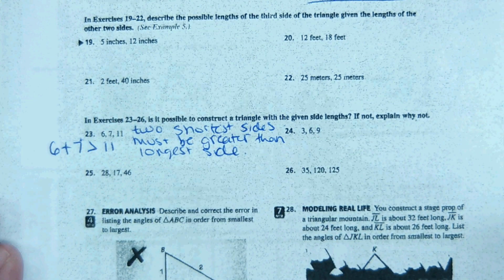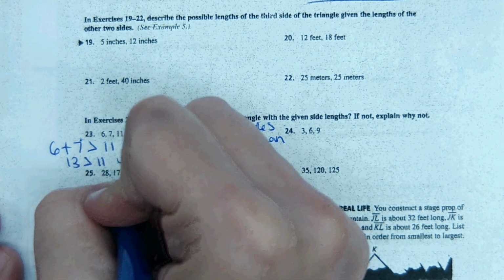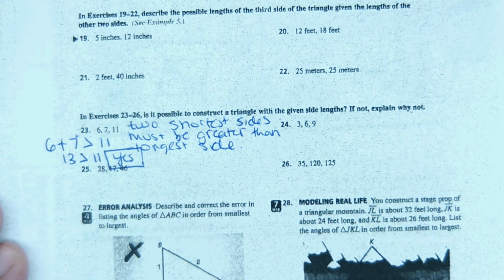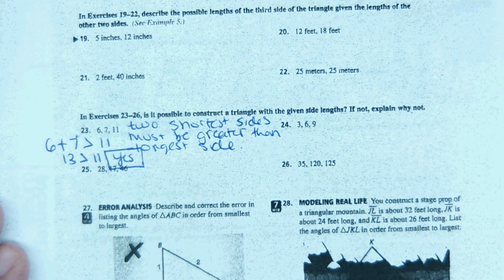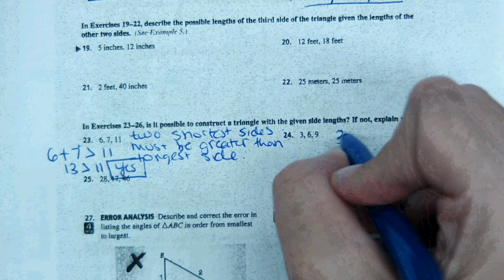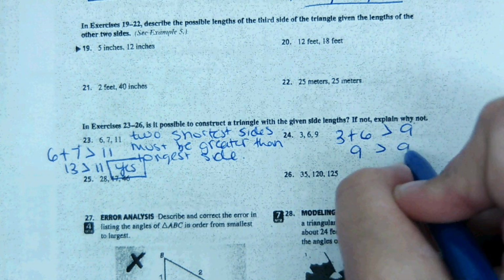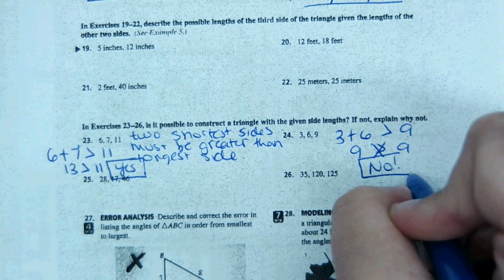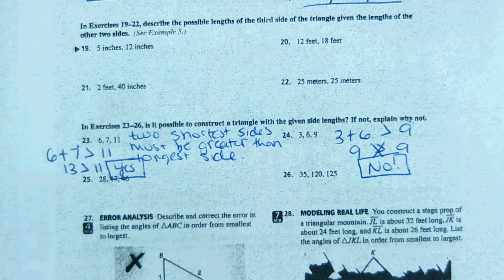So for number 23, the two shortest sides would be 6 plus 7. That has to be greater than 11 for this triangle to work. So 13 is greater than 11, so yes, it makes a triangle. Then 24, 3 plus 6, is that greater than 9? No, it's not greater than 9, so no, it would just reach, but it wouldn't make a triangle.